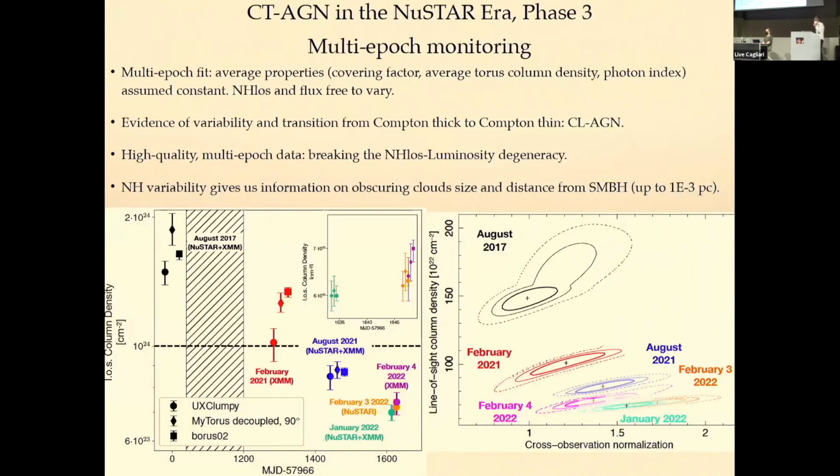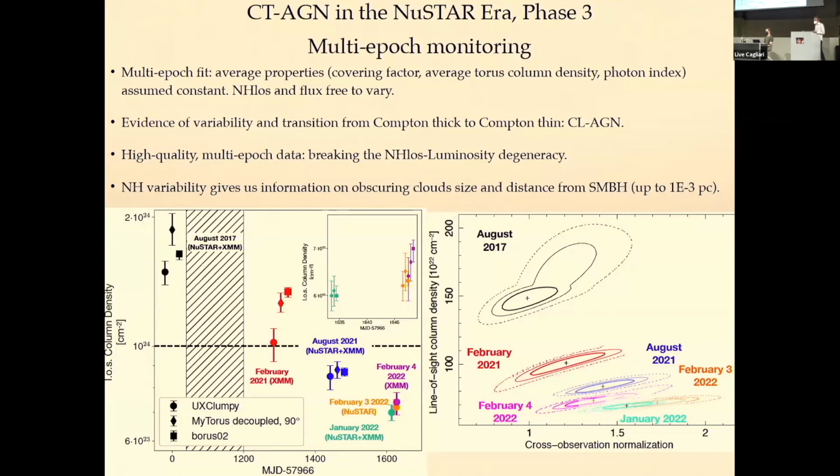So a couple of results that we obtained. The first one is that indeed we found variability. The plot on the left is the line of sight column density as a function of time. The different shapes are different models. There's a general agreement between the models with some fluctuation, but the trend is clearly there. And we saw a very strong decline, as we predicted. The source was Compton thick in 2017, and we found it to be going down to an NH of 7 times 10 to the 23 in January or February.